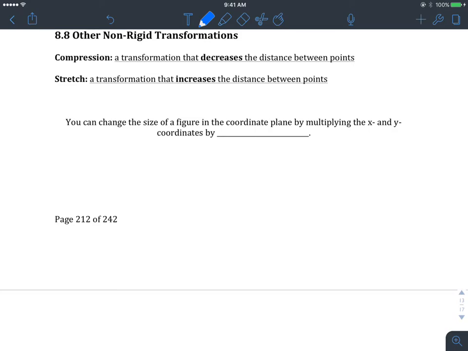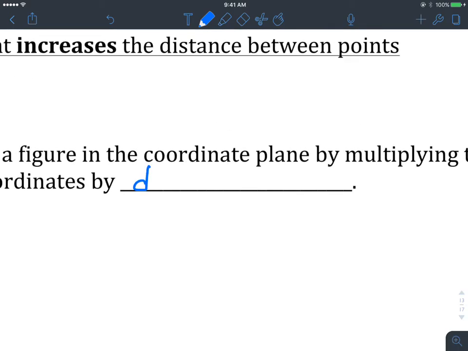You also have other non-rigid transformations. You have compressions and then stretches. We just get into this a little bit, but you'll do it quite a bit, probably in Algebra 2 and then especially in Pre-Cal if you go on to those classes. So this is only changing maybe the x's or just the y's when you're doing a compression or a stretch. A compression is a transformation that decreases the distance between points, and a stretch is a transformation that increases the distance between points. You can change the size of a figure in the coordinate plane by multiplying the x and y coordinates by different factors.